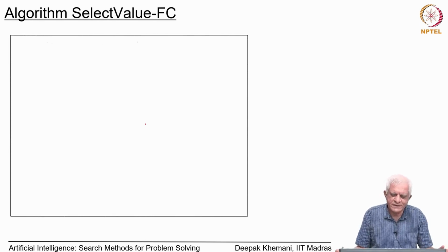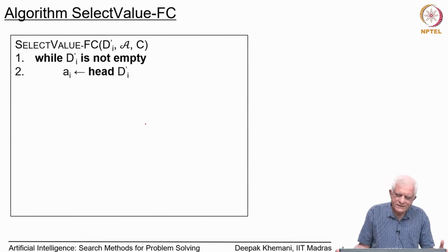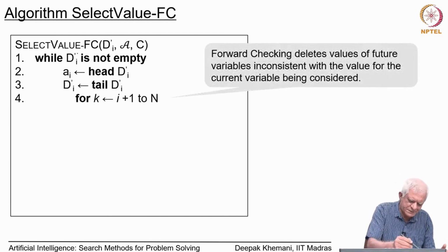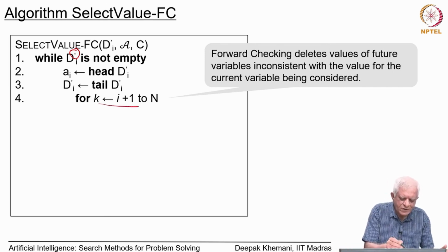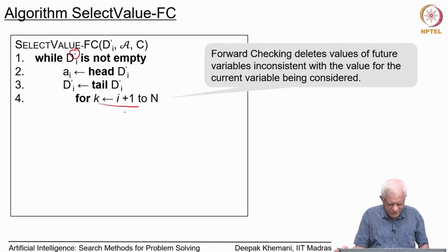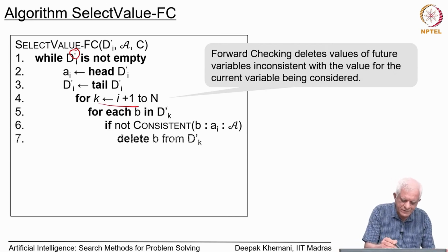it works like this. It is a little bit more involved than the select value function we saw earlier. It starts off in the same fashion, that while the domain, the copy of the domain, remember that this prime means that you are working with copies of domains, is not empty, look at all the future domains, all the values of k which go from i plus 1 up to n essentially, and we will go there and delete values which are not consistent. So, for the future variable which is k, look at the domain of that variable, look at a value b in that.